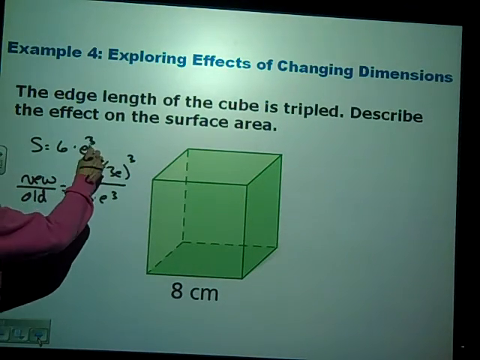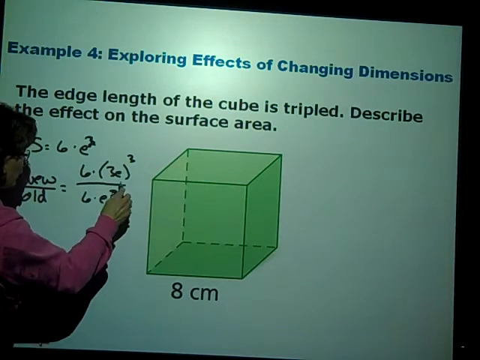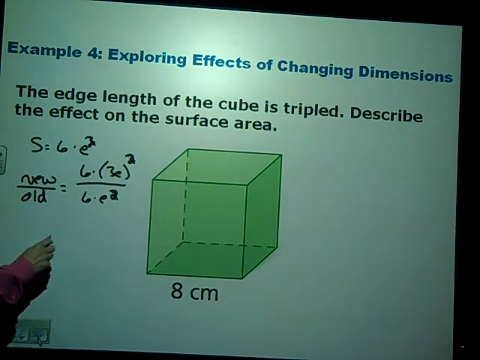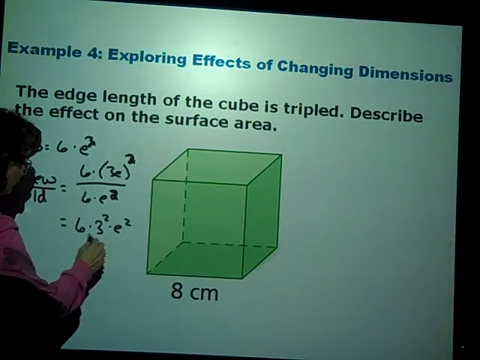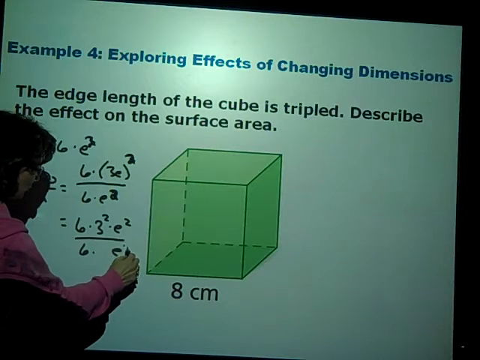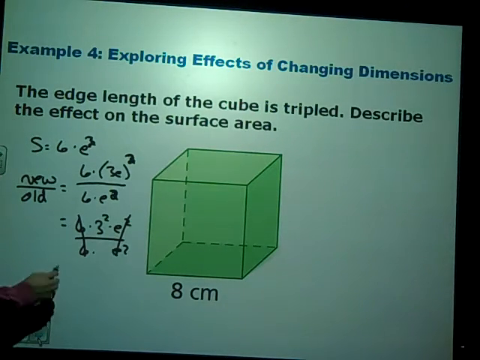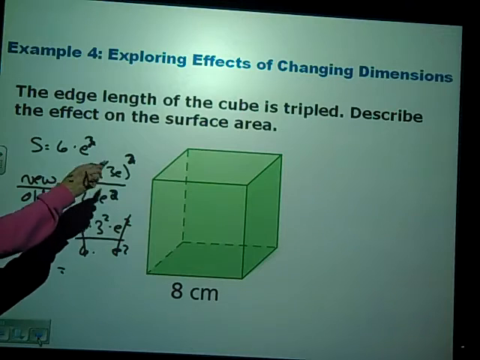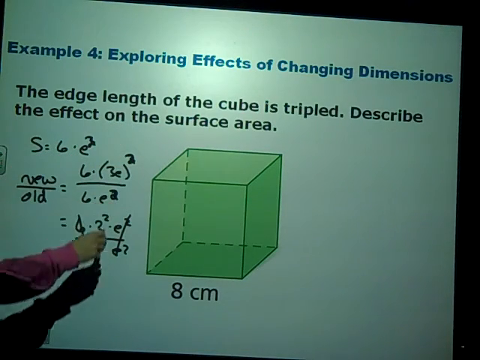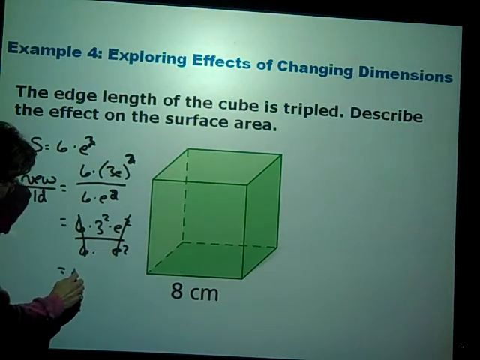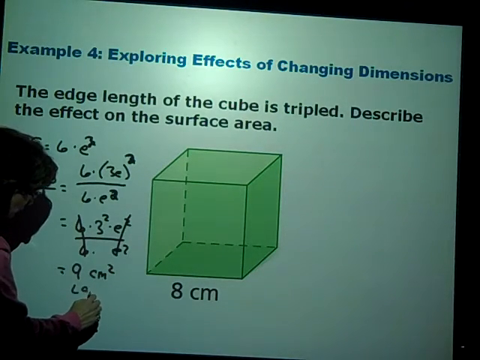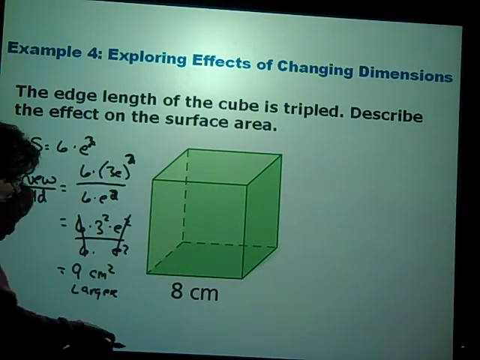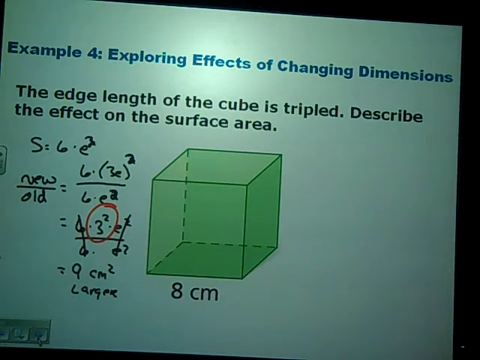Okay? Or excuse me, edge squared. Surface area, edge squared. Screwed that one up. There we go. So that's going to be 6 times 3 squared times e squared over 6 times e squared. Cancel out what's the same, and we know that the new cube, when you triple the edge length, the surface area will be 3 squared, or 9 square centimeters larger. So notice it's just whatever the dimension changes squared.